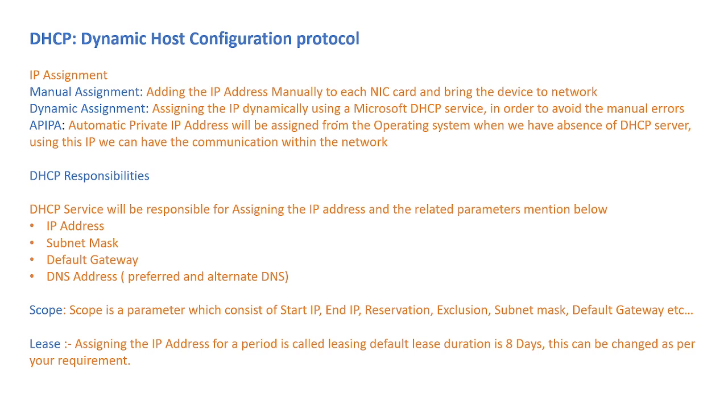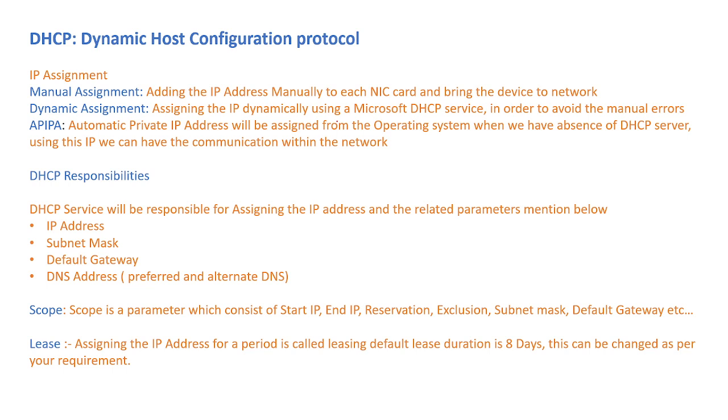There are two types of IP assignments: manual assignment and dynamic assignment. Manual means you assign the IP address. Dynamic means on your behalf, DHCP assigns the IP address. Then we have APIPA, Automatic Private IP Addressing. In the absence of a DHCP server, the operating system will assign an IP address in the range 169.254.0.0. That is called APIPA.